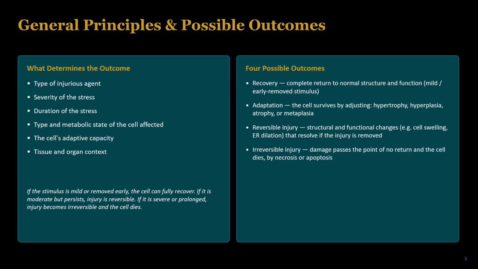And the fourth one is irreversible injury, where the cell can no longer return to its original form or to its normal state even though the stress is being removed. So damage passes the point of no return and the cell dies by either necrosis or apoptosis, which we are going to discuss in our next video.